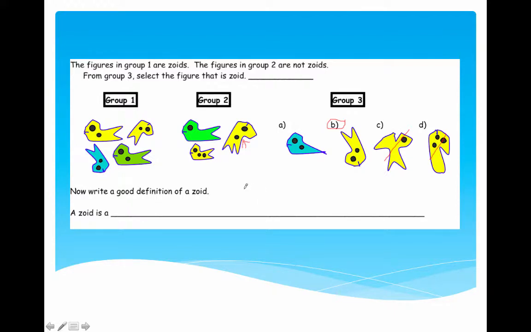So a zoid is a, whatever those things are, a creature with 2 dots and 2 points on the tail. And there's more to it than that, but whatever more there is, they all had in common. So we don't really know how to quite describe that.